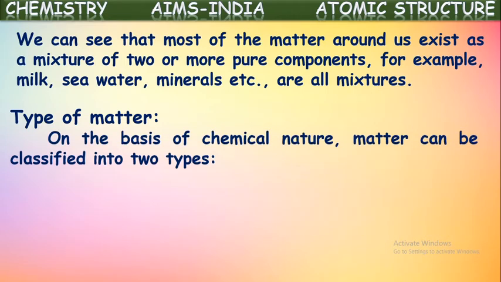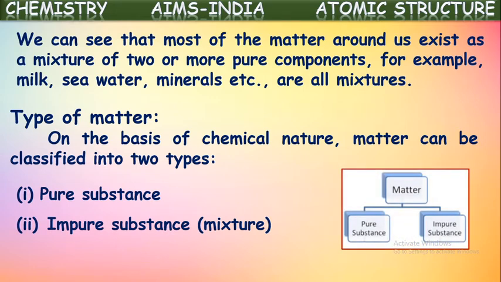On the basis of chemical nature, matter can be classified into two types. First, we are going to see the classification of matter. The matter which we see in our surroundings can be classified broadly into two types based upon the chemical composition. In the earlier classes, we studied the classification of matter based upon the physical arrangement of molecules into solids, liquids, and gases. Now, matter can be classified based upon purity, in the sense of chemical composition, into two types. They are pure substance and impure substance or mixture.